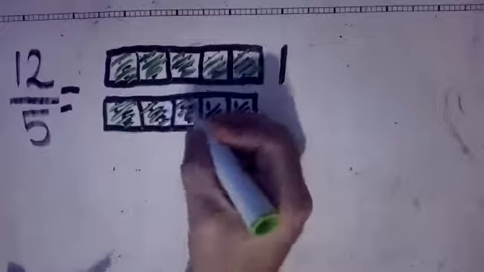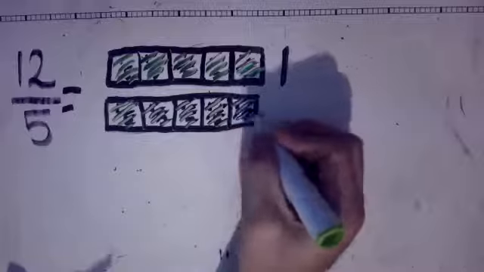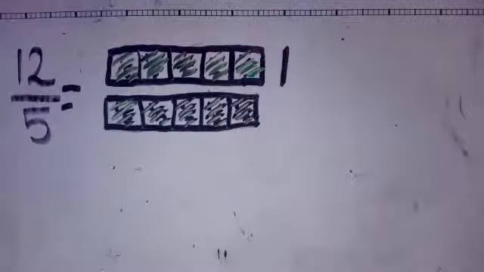And I'm going to keep going. I had 5/5. Now I have 6/5, 7/5, 8/5, 9/5, 10/5. I still haven't reached 12 yet, but I filled up another bar.